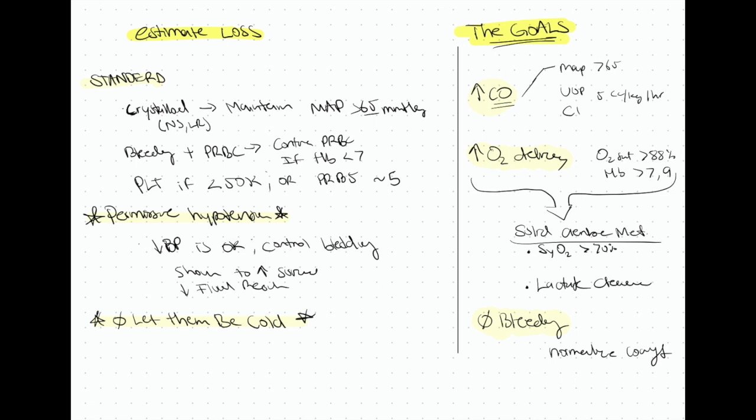You want to ensure an O2 saturation of 88% or higher. You want to make sure the hemoglobin is above 7, or 9 for your cardiac patients. Aside from the O2 sat and hemoglobin, you can keep an eye on the SvO2, keep it above 70%, and watch the lactate clearance. And finally, you want to stop the bleeding. You want to normalize the coags. So that's all I got to say about fluids.